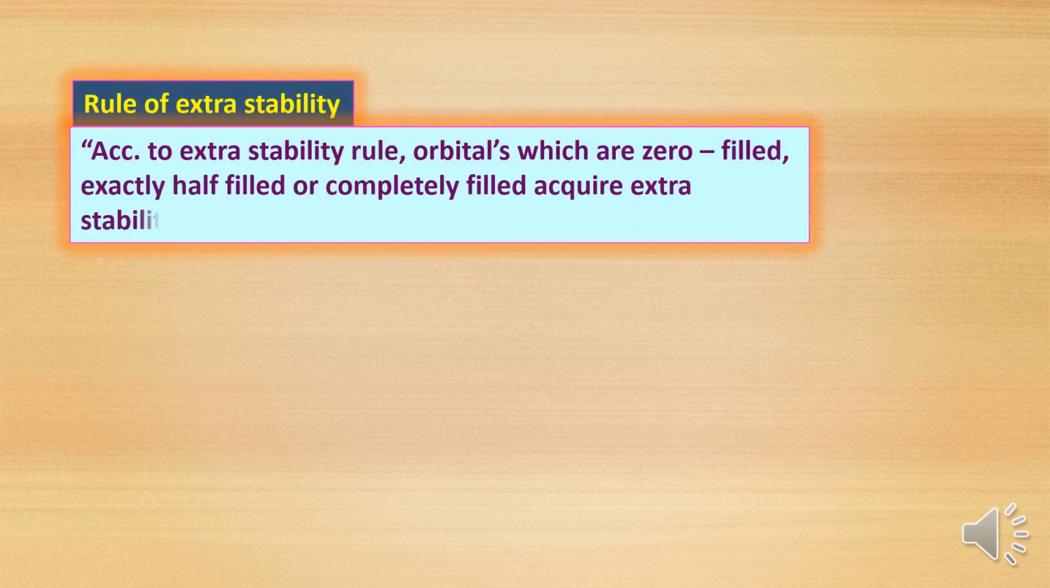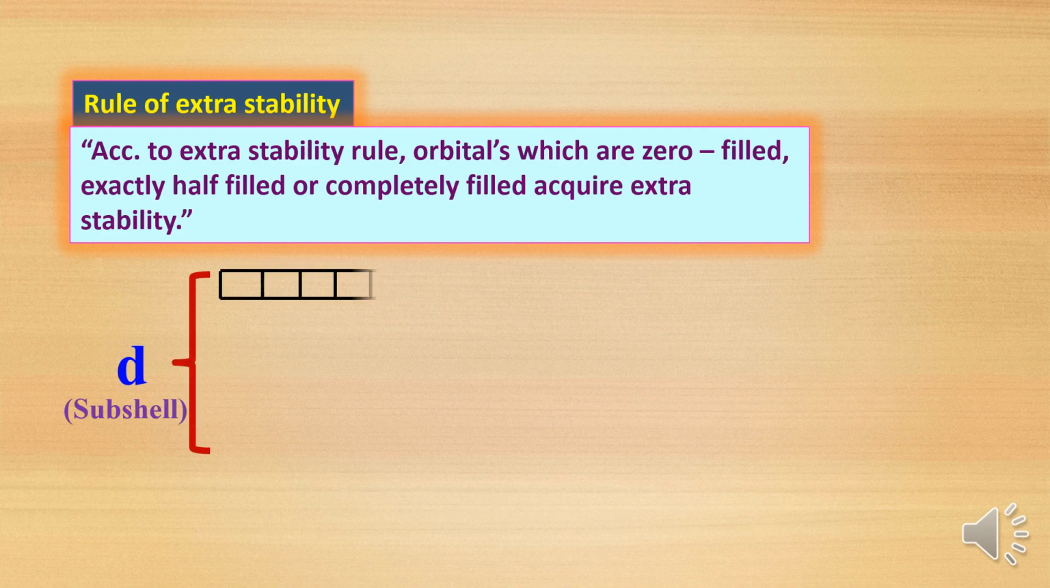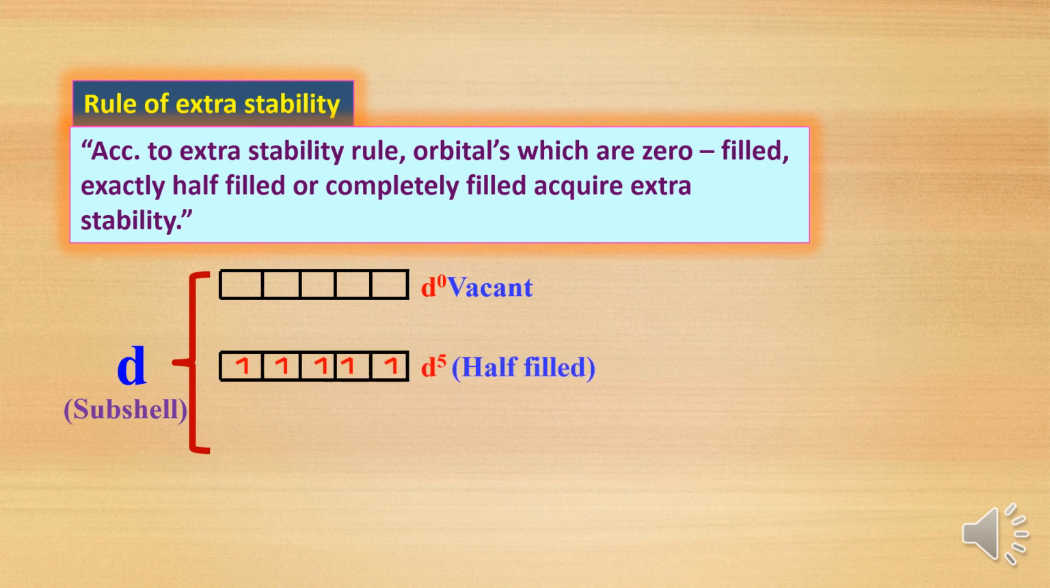Now the next one. We know the rule of extra stability. Already we have studied the exceptional cases, chromium and copper. According to the extra stability rule, the orbitals which are zero filled, half filled or completely filled acquire extra stability. In a d subshell, if it is empty, d0 is vacant, it is stable. If half filled, the d5 system, then it is also stable.